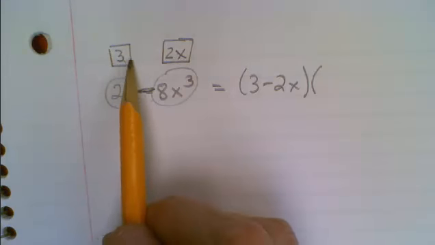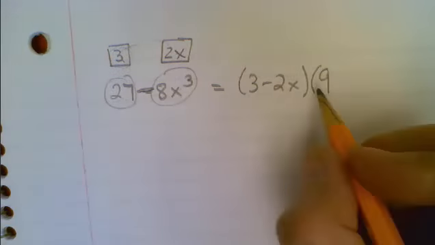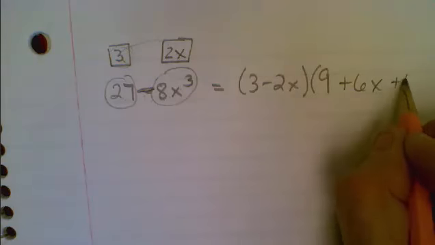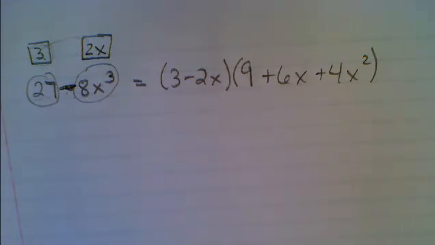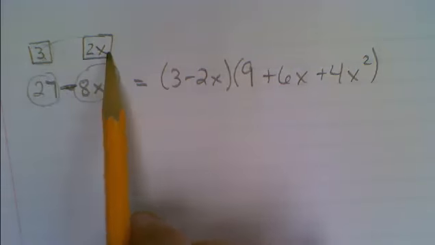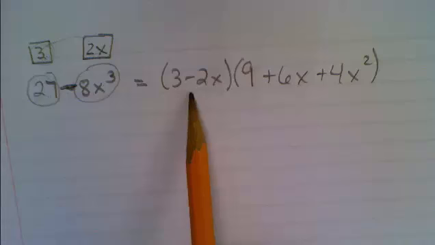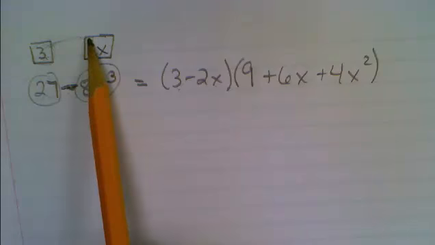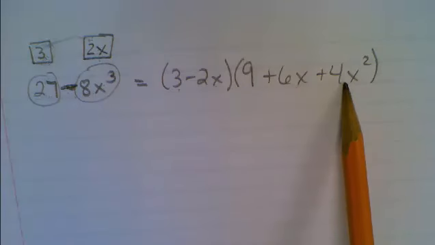and then I'm going to square this one, multiply those two together for my middle term, and square the last one. And I see that is my answer. So basically you have to figure out what the cube roots are, and then it's a minus b, that's what this factor is, and then you square this one, you multiply those two together, and you square that one. So that's where I got a 9, a plus 6x, and a plus 4x squared.